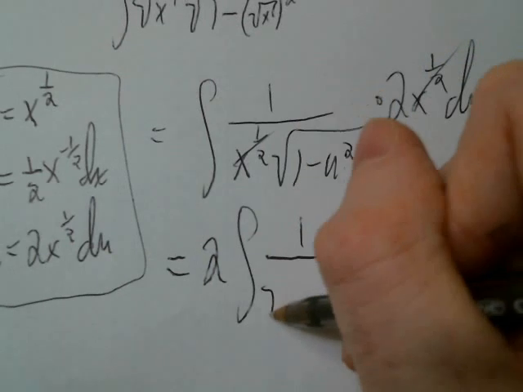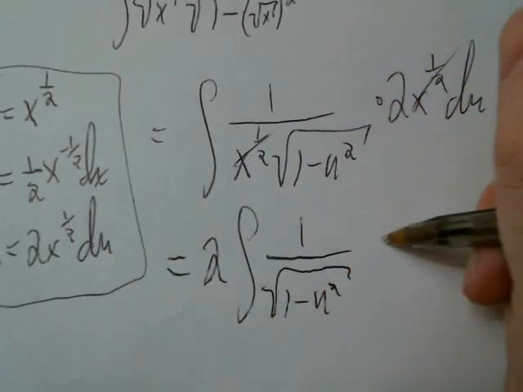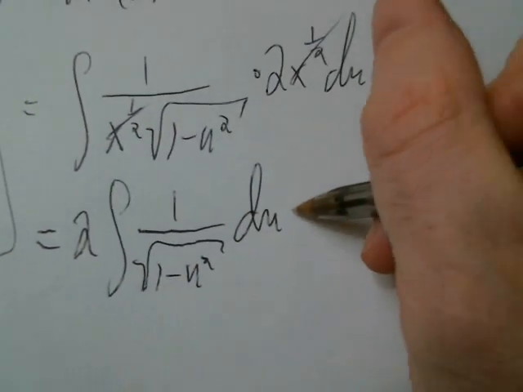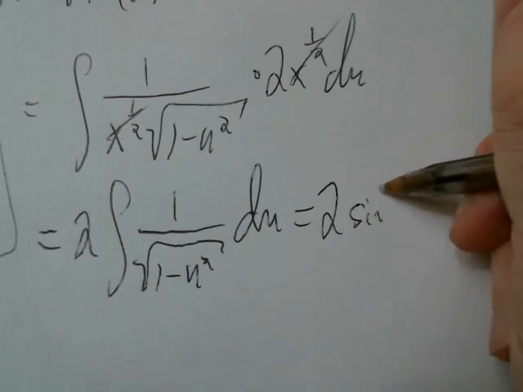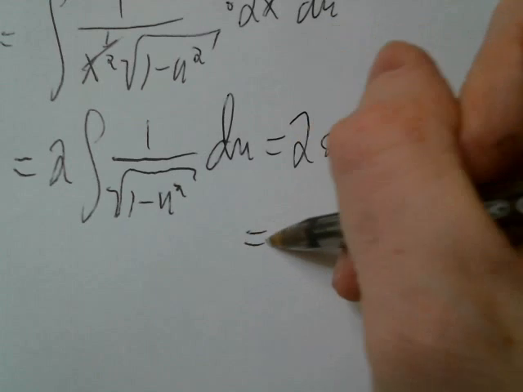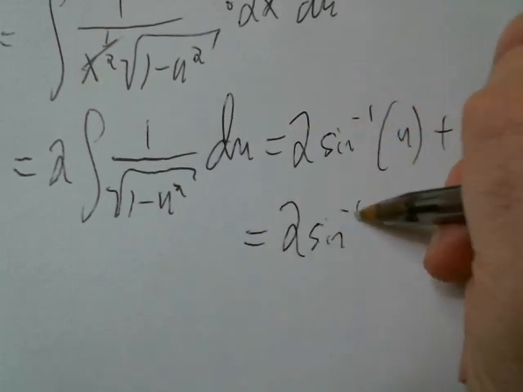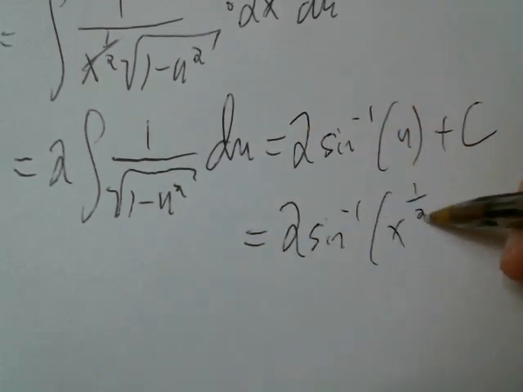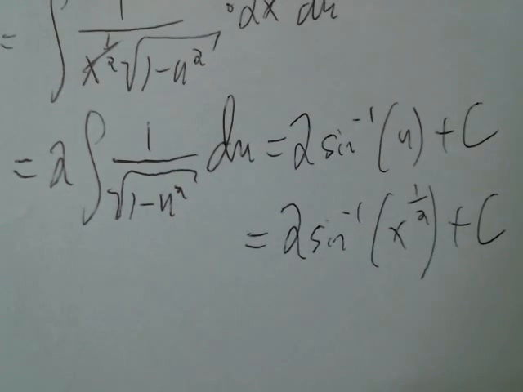So 1 all over the square root of 1 minus u squared du. And of course, that's just 2 sine inverse of u plus c. And then back sub, so 2 sine inverse of x to the 1/2 plus c. Those are all kind of out there. Let's do one that's a little easier before I kind of look down further. Let's try number 9.